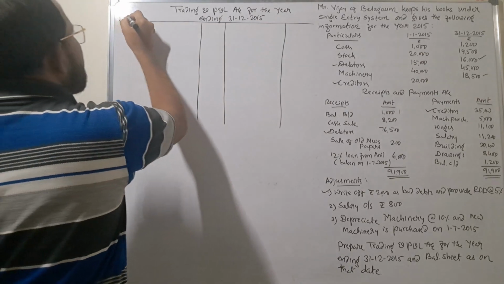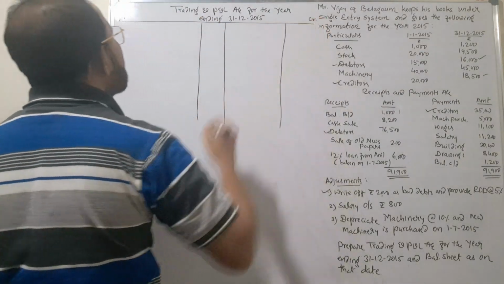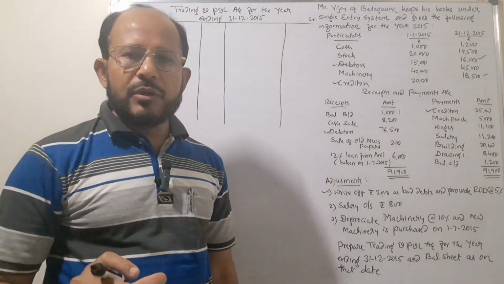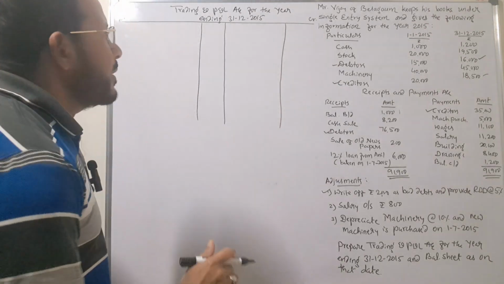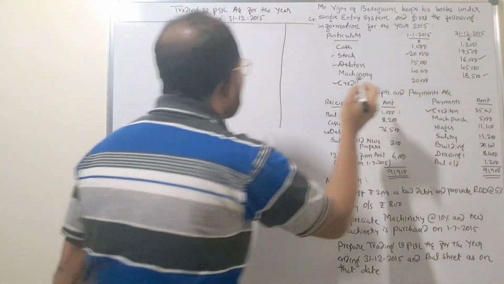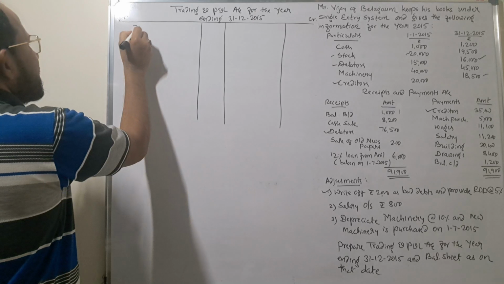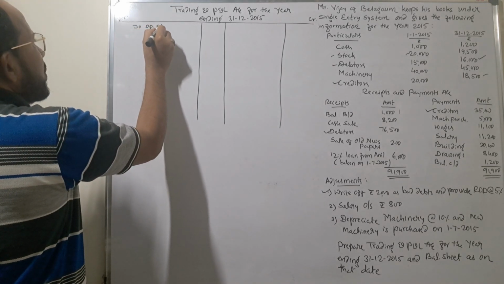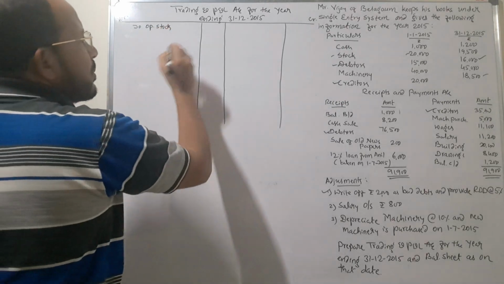Okay, debit and credit. First we will prepare the trading account. When preparing the trading account, first we have to take the opening stock. Here you see opening stock is given, rupees 20,000. This is the item which is to be shown in the beginning. Opening stock, what is the amount?